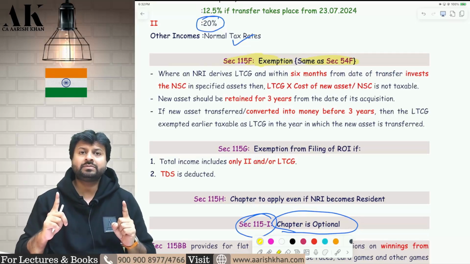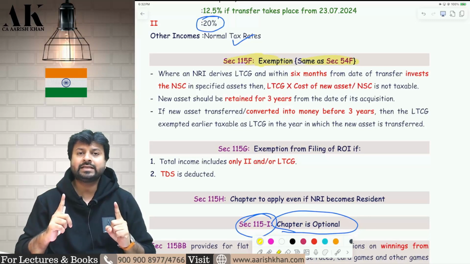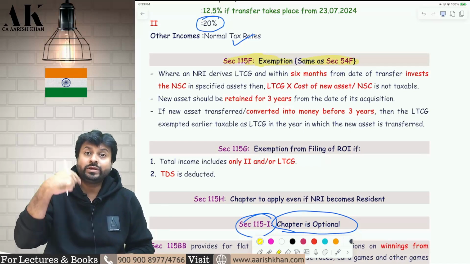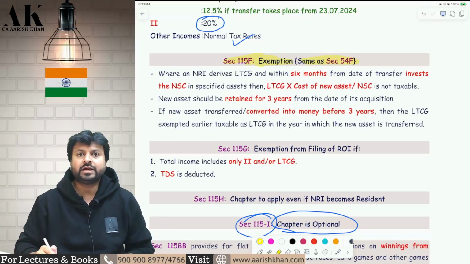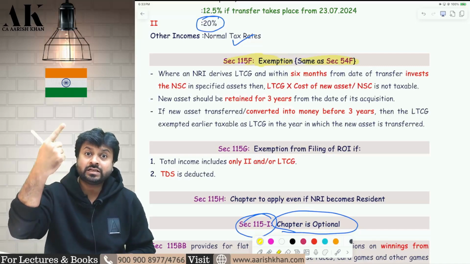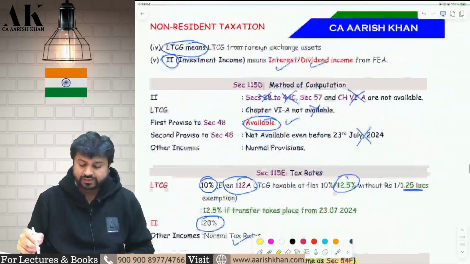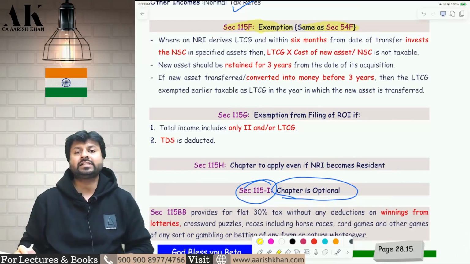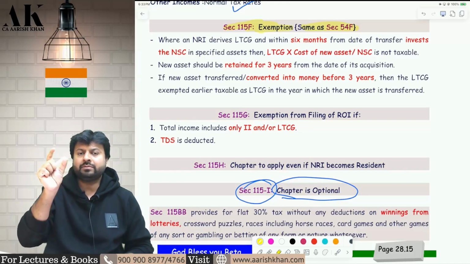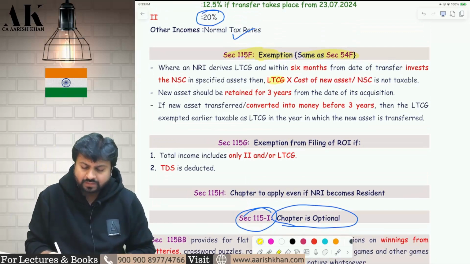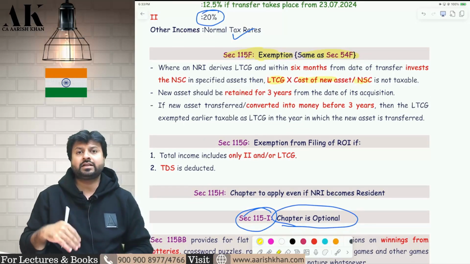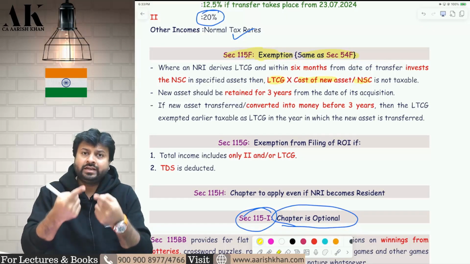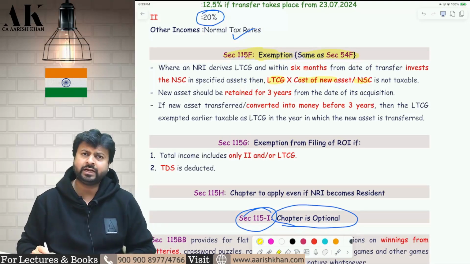115F says that whatever long-term capital gains is coming, you can get entirely exempt if you reinvest the net consideration, not the gain, within 6 months in the specified assets. So within 6 months from the date of transfer, if you invest the net consideration in the specified asset, meaning any of these 4 assets, then the entire capital gains will be exempt. But if you invest only part of the net consideration, then proportionate capital gains will be exempt: long-term capital gains into cost of new asset divided by net sale consideration. Fully will not be exempt. If you want your full capital gains exempt, you need to reinvest the entire net consideration within 6 months from the date of transfer.